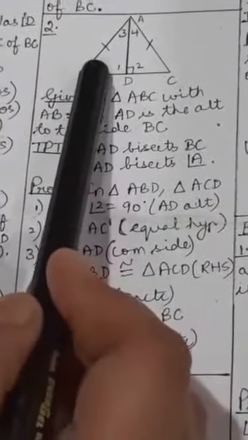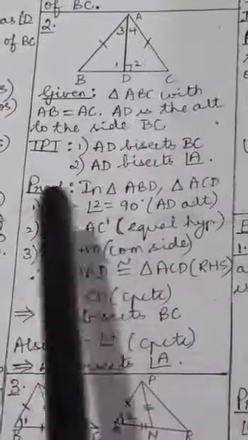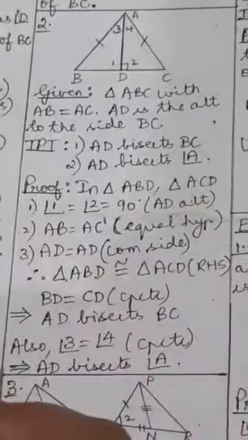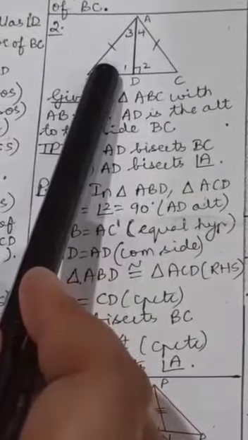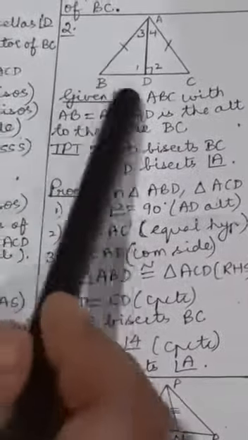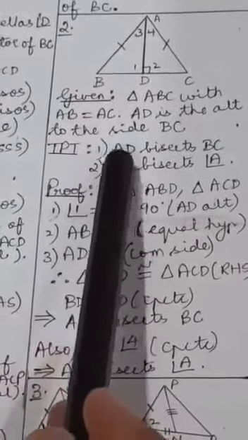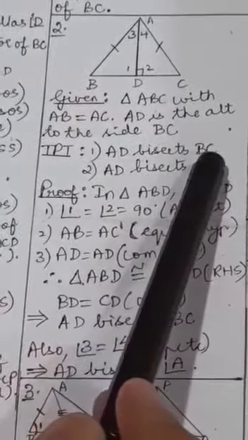So which means angle 1 and angle 2 each measure 90 degrees because AD is perpendicular to the side BC. So angle 1 is 90 degrees, angle 2 is also 90 degrees. Given this, we need to prove that AD bisects BC.